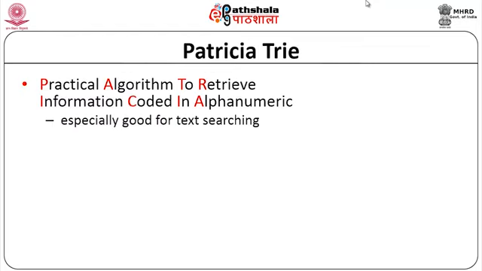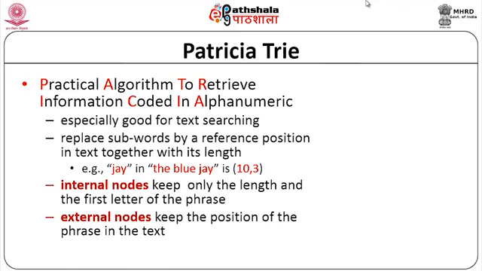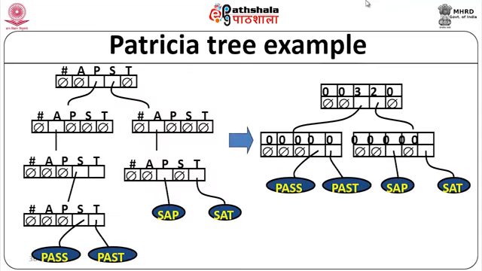This is especially good for text searching, specifically designed for that, and you replace subwords by a reference position. So, J in the blue is 10, 3. Internal nodes keep only the length and the first letter of the phrase; they do not store the complete phrase, and external nodes keep the position of the phrase in the text, like which you saw before. So, that is the Patricia. This is an example of a Patricia tree. As you can see, what we have done is we have just stored the positions. You will see there 3, 2, those are positions that we are storing.